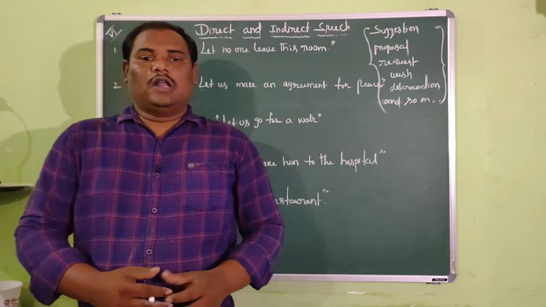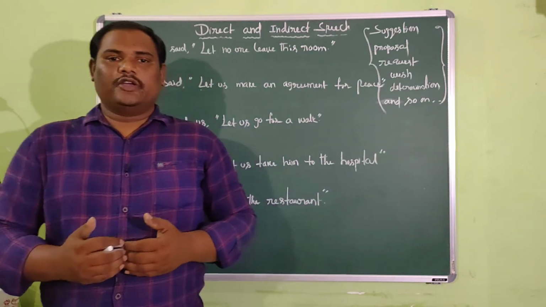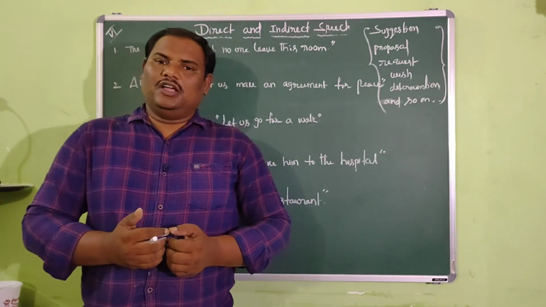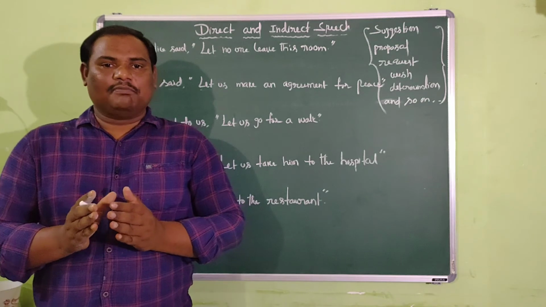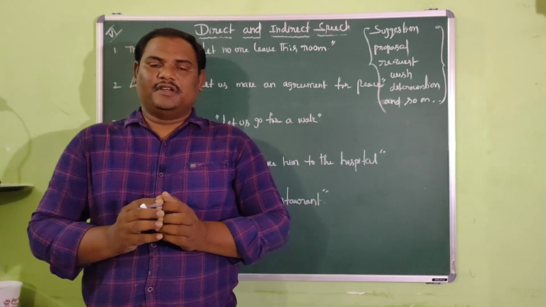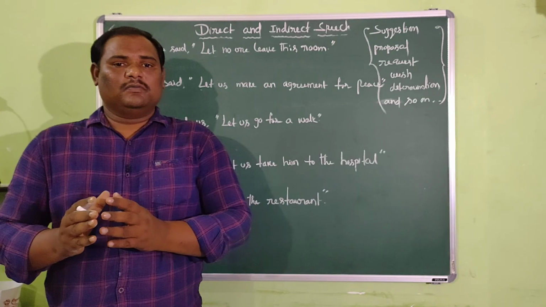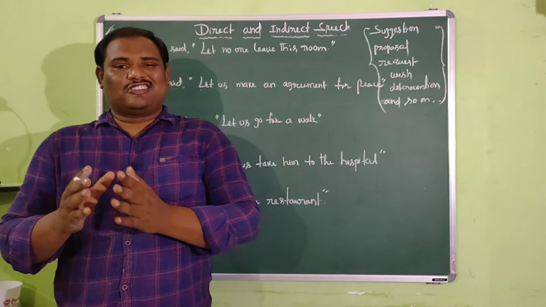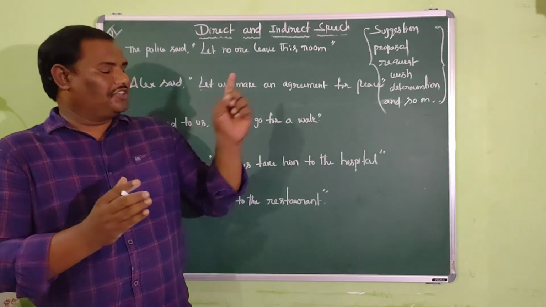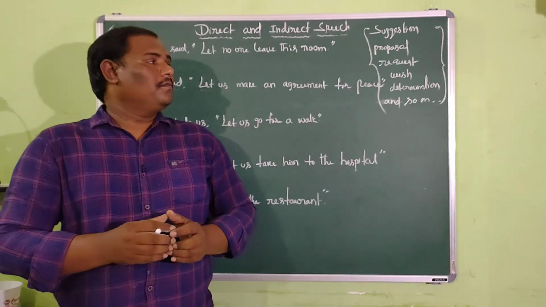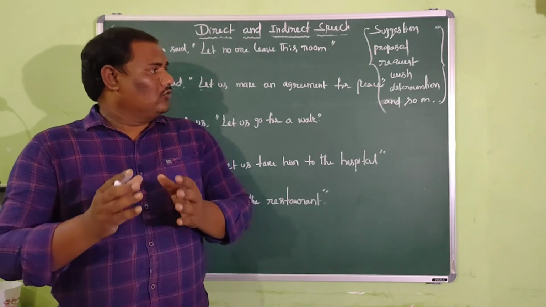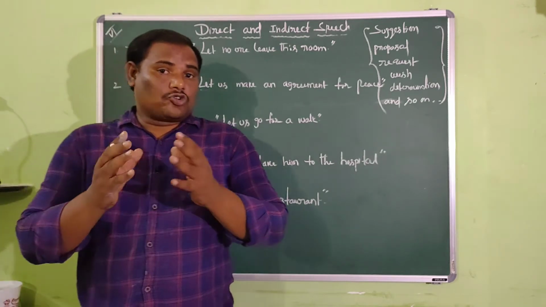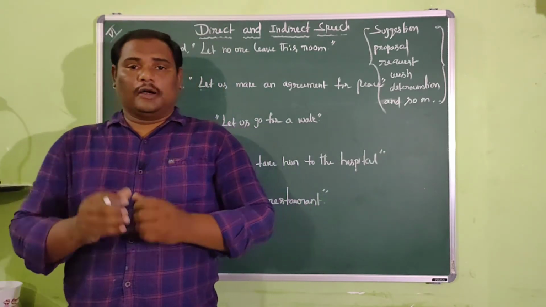Okay, friends. Now we will see how to change let from direct to indirect speech. Generally, the sentence which is started with let can be considered as an imperative sentence, but it is completely different from the other imperative sentences. The word let gives us different meanings. It makes a suggestion, it makes a proposal, it makes a request, wish, expresses strong determination, strong wish, and so on.